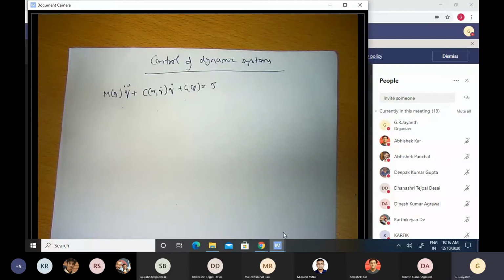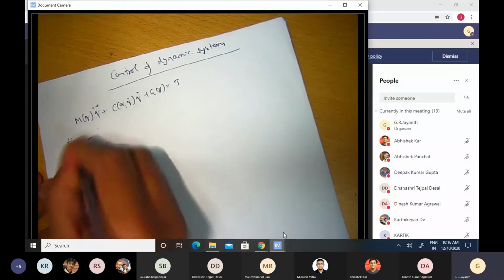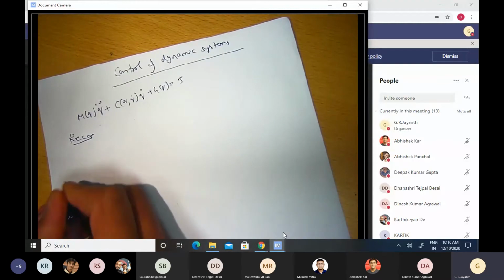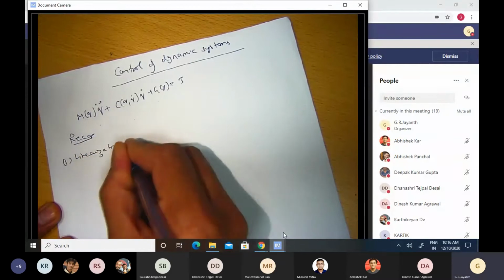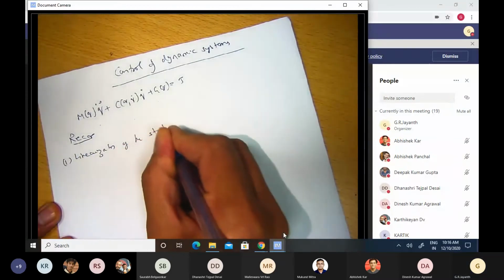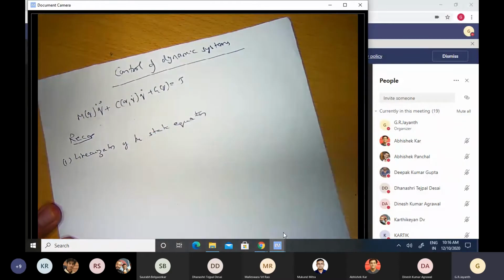Okay, that's what we as engineers are here for, and that's how the controls half of this course merges seamlessly with the dynamics half of the course. So let us briefly recap what we discussed in the previous lecture. We talked about linearization of the state equation about an equilibrium point.